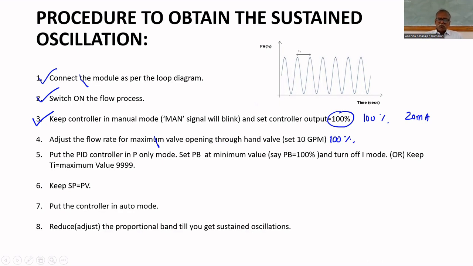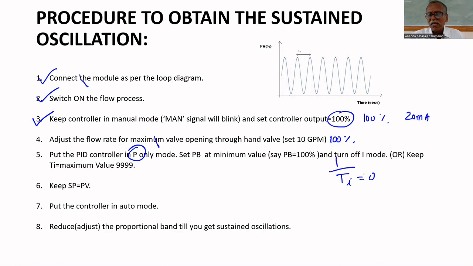Now put the PID controller in P only mode, because if you want to exhibit sustained oscillation, only KC must be there, no TI. That's why we have to put the controller in P only mode. How to put the controller in P only mode? Here, you should not put TI equal to 0. Because in the formula there is 1 by TI, and 1 by 0 will give a divide by 0 error in a microcontroller. That's why you should not enter 0.